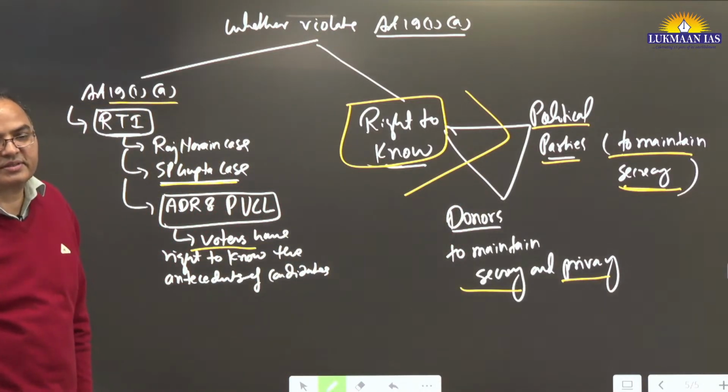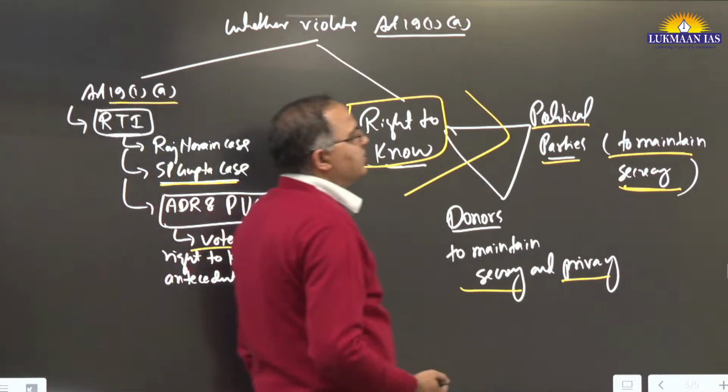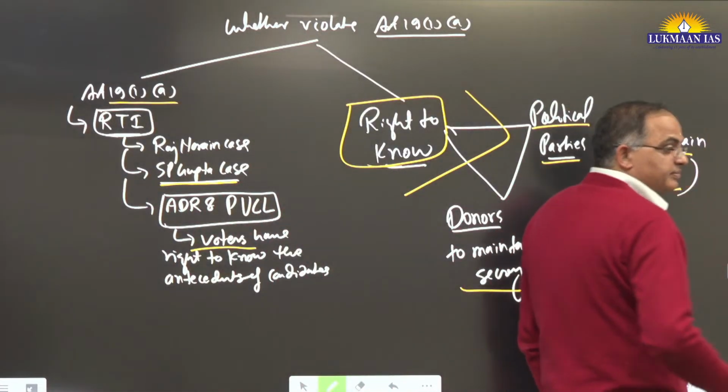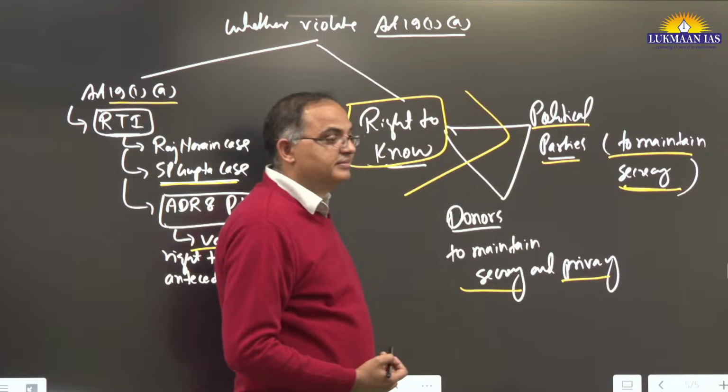That is how it is, the first aspect of the judgment, and that is how we can write on this. Why do political parties want to maintain secrecy? Why are we considering that as an aspect?